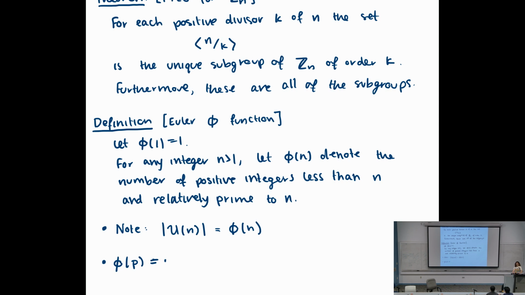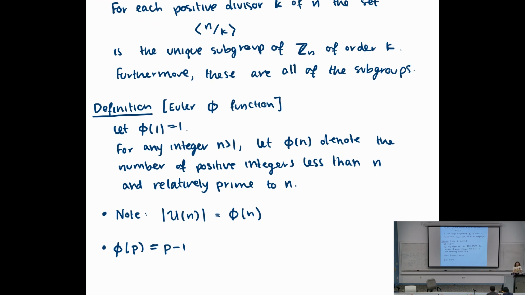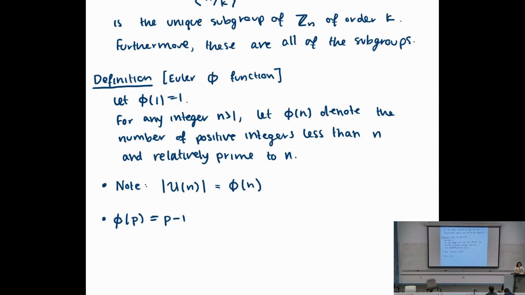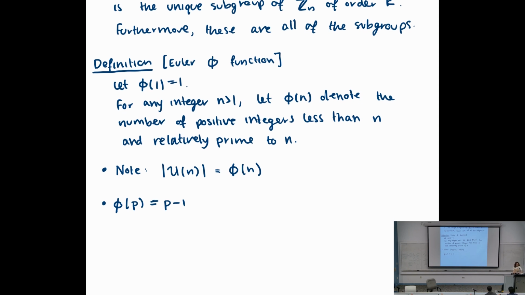So this is going to be p minus 1, because everybody less than p is going to be relatively prime to p. And this function has a lot of other interesting properties, and it appears in a lot of different contexts. So maybe we will have time to prove this. We'll see. Okay, so here's how it's going to appear for us.